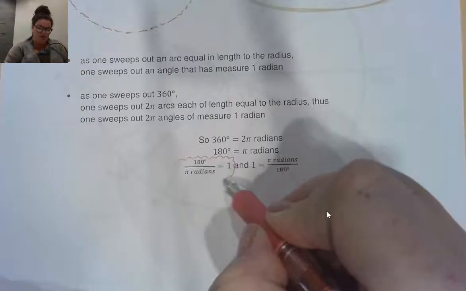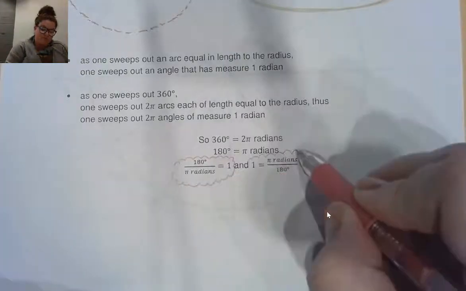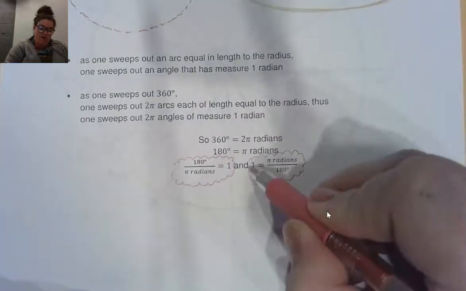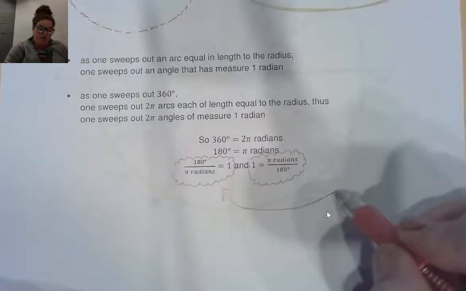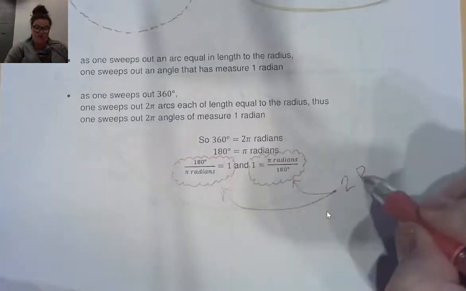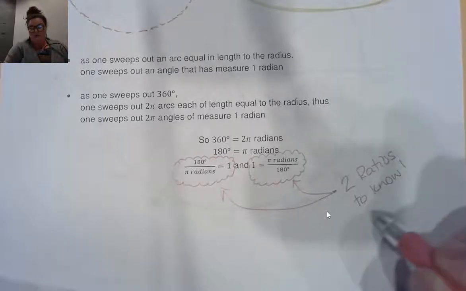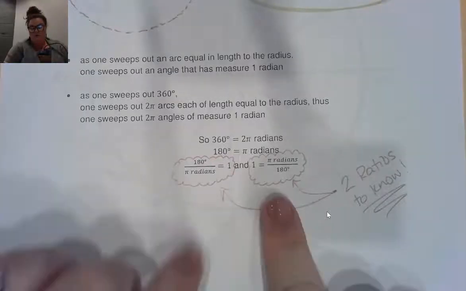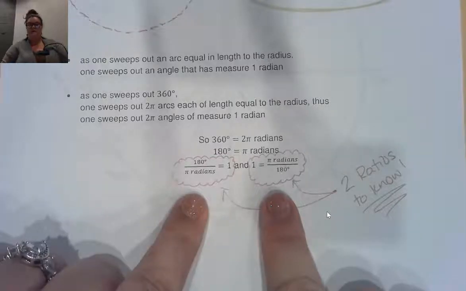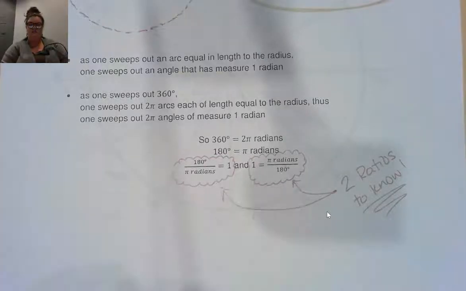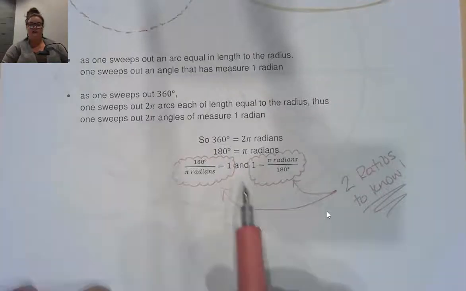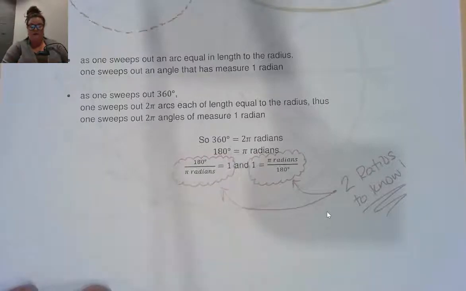So these are the two ratios that we are going to use. Two ratios to know, because this is the relationship we're going to use to be able to convert things from degrees to radians or radians to degrees. This other part just kind of explains where it comes from.